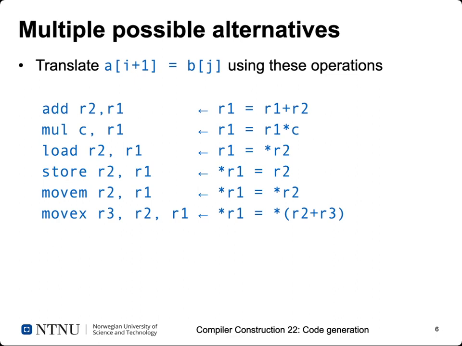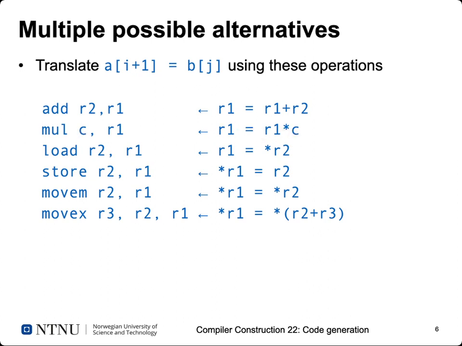First we have an add instruction that takes two parameters, and this adds the value of the first parameter here, register 2, to the value in the second parameter, register 1. So R1 equals R1 plus R2. Note the receiving register is now on the right hand side. We have a multiplication operation that just multiplies the register value in register 1 by a given constant C. So that's the instruction on the right hand side here.